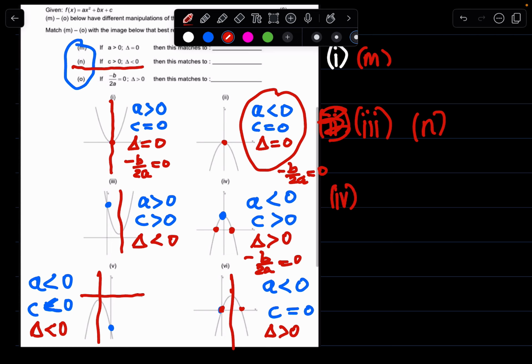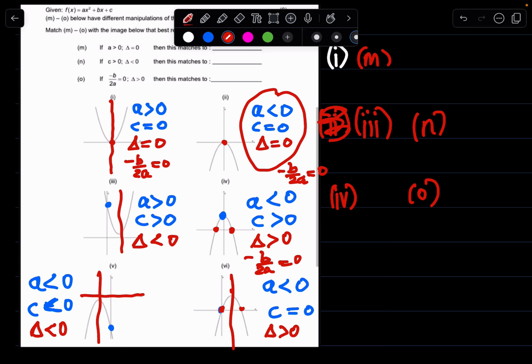The fourth graph. We're looking for A less than 0, which is none of our options. We're looking for C bigger than 0. C bigger than 0 is on the second one. And then we're looking for delta bigger than 0, which is here. And then we're looking for negative B over 2A equals 0. So 4 matches best with O. Okay, let's erase and start again.